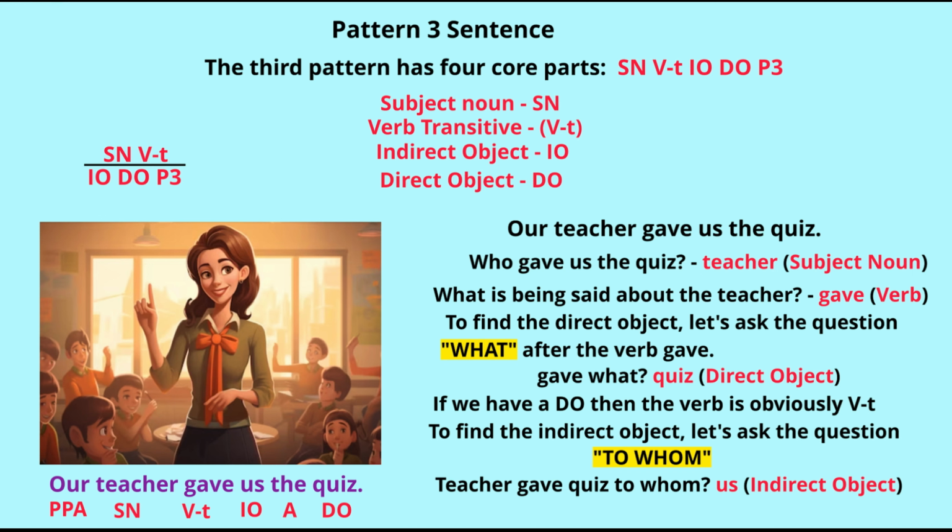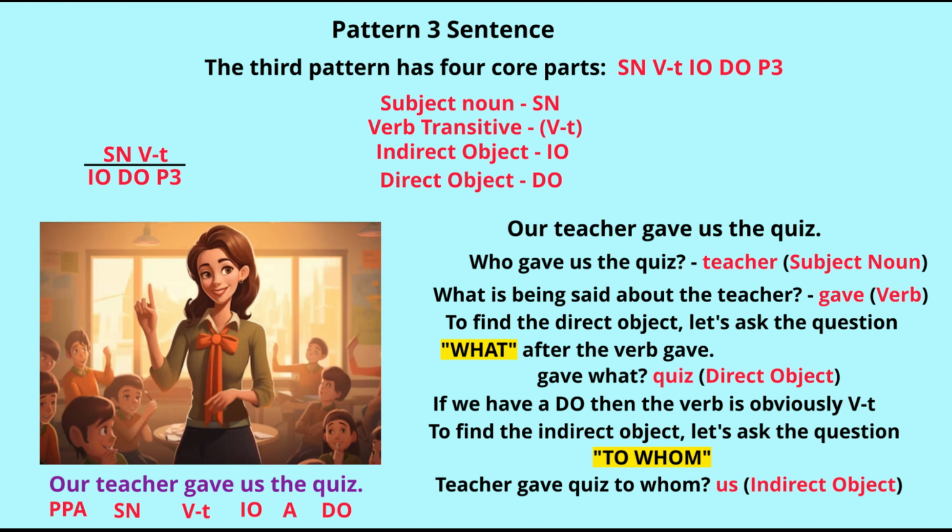Who gave us the quiz? Teacher. So teacher will be the subject noun. And what is being said about the teacher? Gave. Gave is the verb. So to find the direct object, let's ask the question what after the verb gave. Gave what? Quiz. So quiz is the direct object. As we have the direct object, the verb will become the transitive verb. Now, if we have a direct object, then the verb is obviously verb transitive.